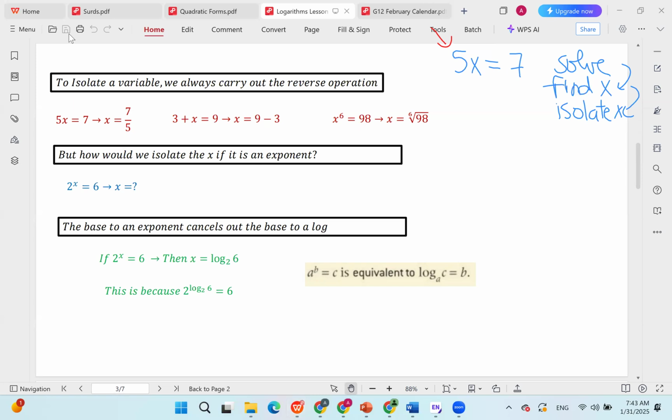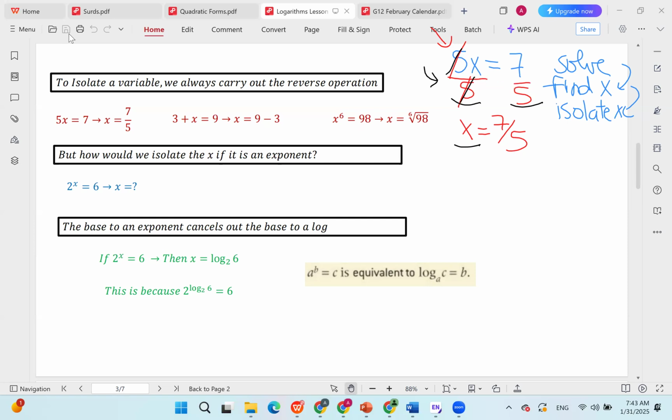So how would we do that here? We would divide both sides by 5. And then 5 cancels out here, and we are left with x equals 7 over 5. So we found x by isolating the x, and we did that by creating some sort of change on both sides, on the left and on the right, in order to cancel out whatever is beside the x.